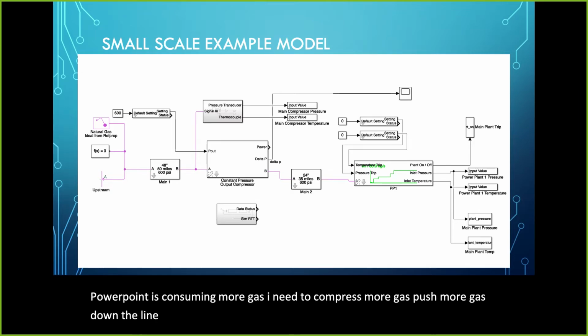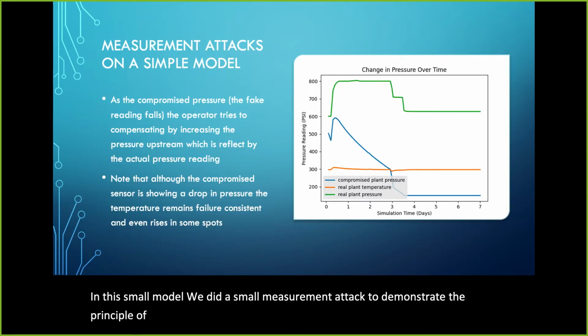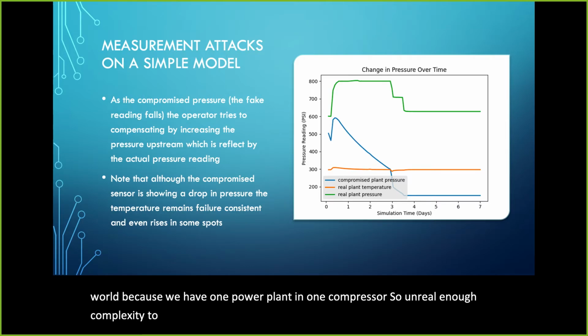So in this small model, we did a small measurement attack to demonstrate the principle of it, but it's not necessarily the most realistic thing that exists in the world, right? Because we have one power plant and one compressor. It's not really enough complexity to demonstrate how effective these attacks can be, but it's enough to show the idea behind them.